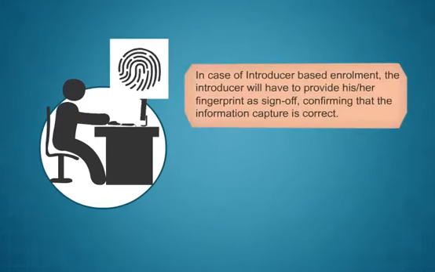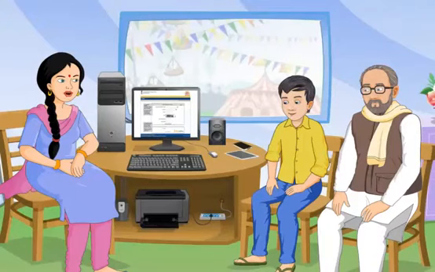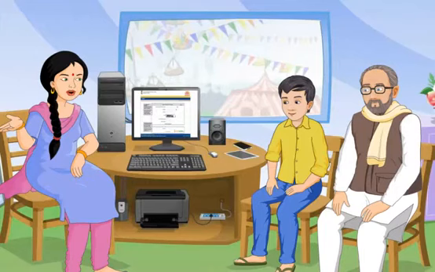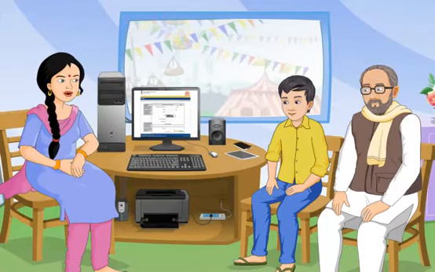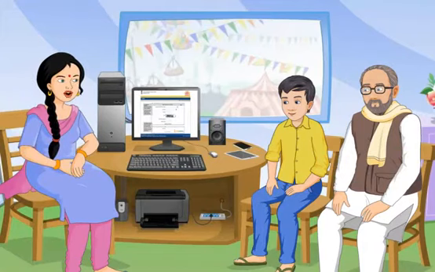In case of introducer-based enrollment, the introducer will have to provide his or her fingerprint as sign-off, confirming that the information captured is correct. If the introducer is not physically present at the time of enrollment, the enrollment can be verified by the introducer at the end of the day. Similarly, in case of head of the family or HOF based enrollment, the head of the family will have to provide her or his fingerprint as sign-off, confirming that the information captured is correct.